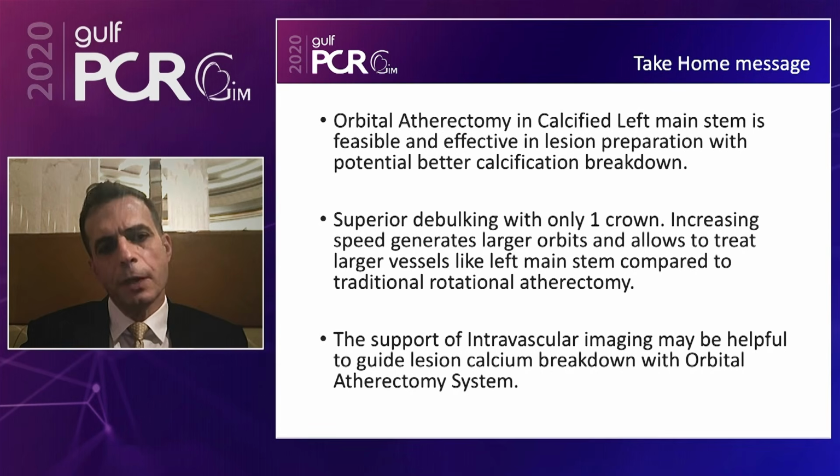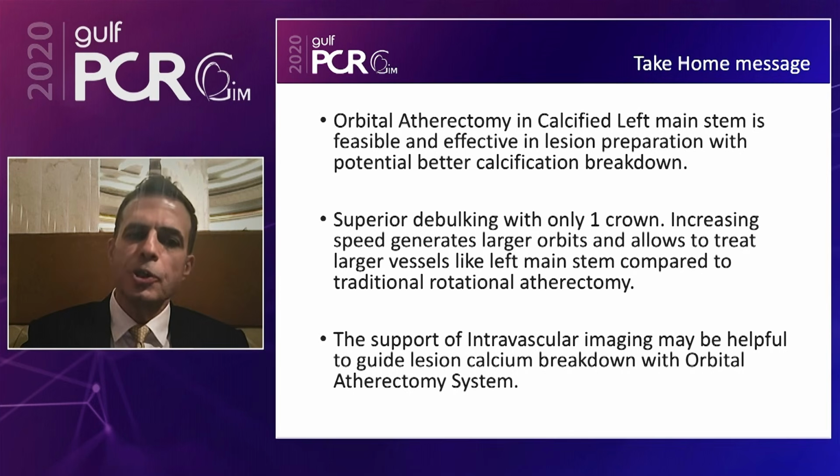One last point I would like to emphasize is using the radial versus femoral approach. As we all know, anything beyond 1.5 burr in traditional rotational atherectomy requires 7 French, and quite often we end up going from the groin using the femoral artery, increasing the risk of bleeding. Whereas this technology requires only a 6 French guide catheter for all vessels, including left main stem, which makes it more feasible to do from the radial artery, reducing the risk of bleeding with its imminent mortality benefits.